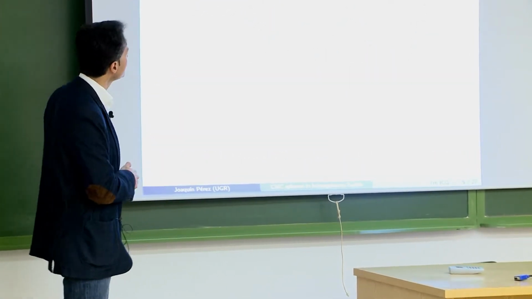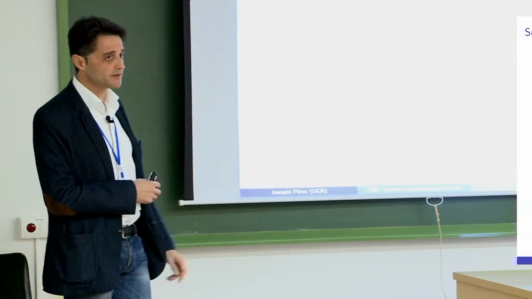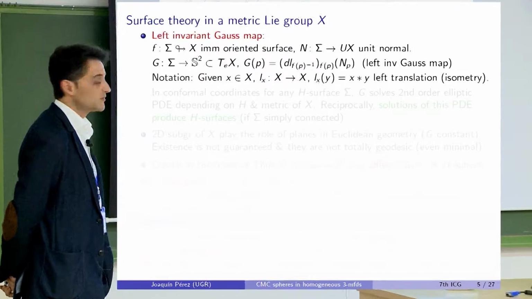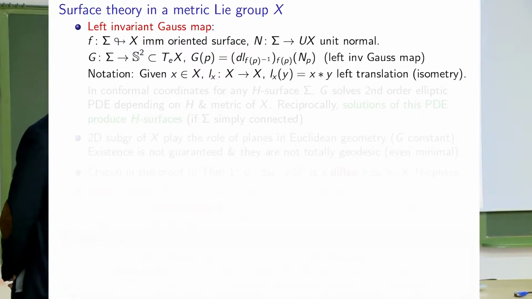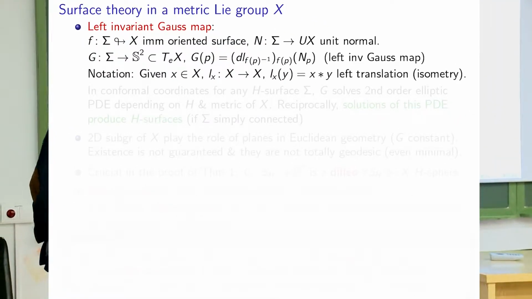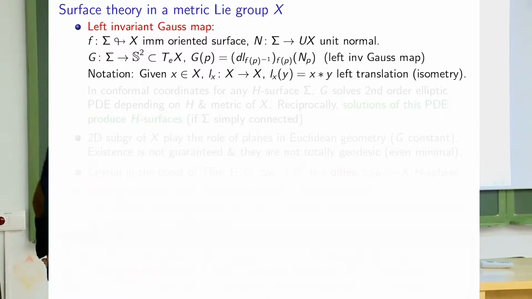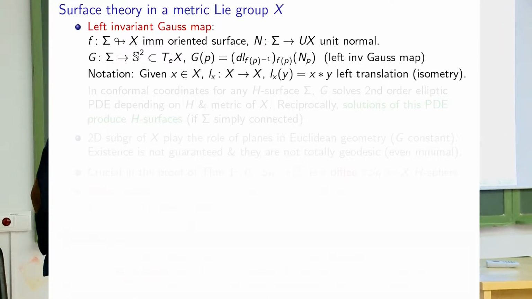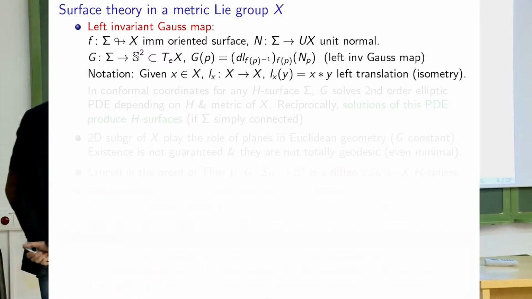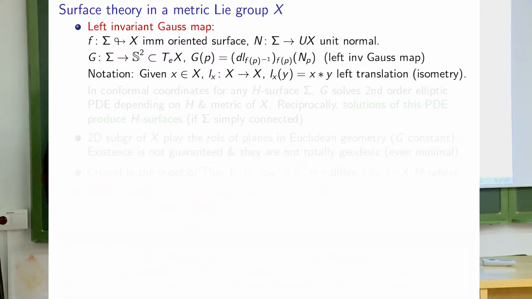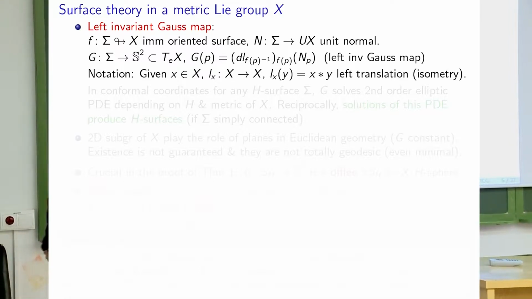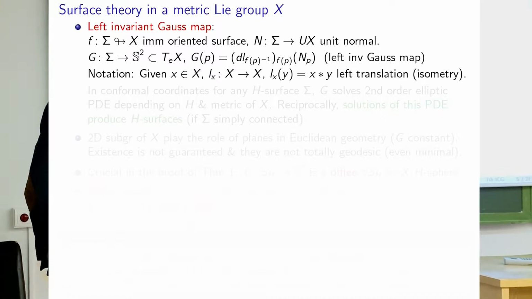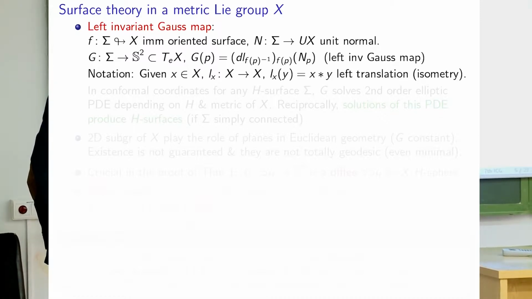Okay? So what are the tools we're going to use in order to prove or give a sketch of the proof of the theorem? There are two. One is the Gauss map, okay, that I'm going to call the left invariant Gauss map. And second, it will be the notion of Killing graph. Okay? Well, think of the usual classical Gauss map in R3. But now I'm in a Lie group endowed with a left invariant metric. Then that means that left translations are isometries of my metric.